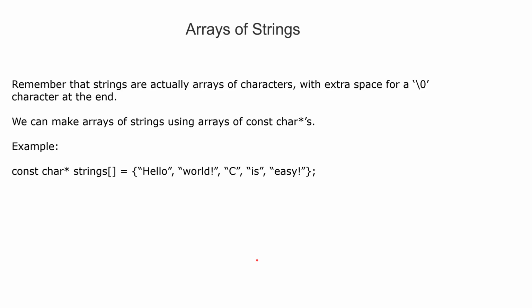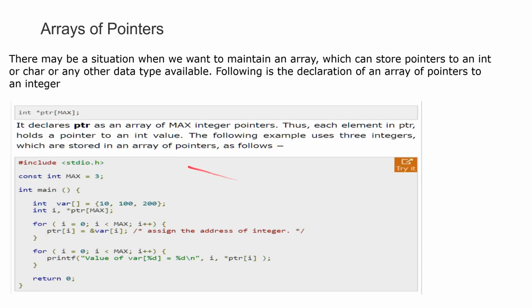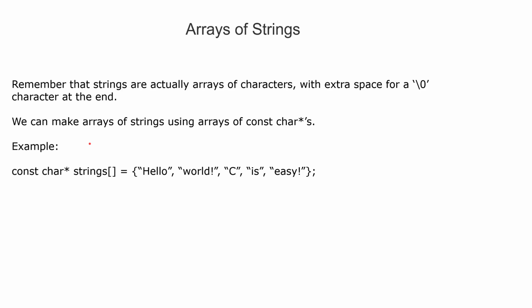Arrays of strings. Remember under the hood that strings are arrays of characters, with an extra space for a null character at the end. So similarly to how we make arrays of int pointers over here, we can make arrays of strings using arrays of constant character pointers. And we have an example here. So we have an array of strings here, so each individual element says hello world C is easy, but under the hood these are just pointers to character arrays.